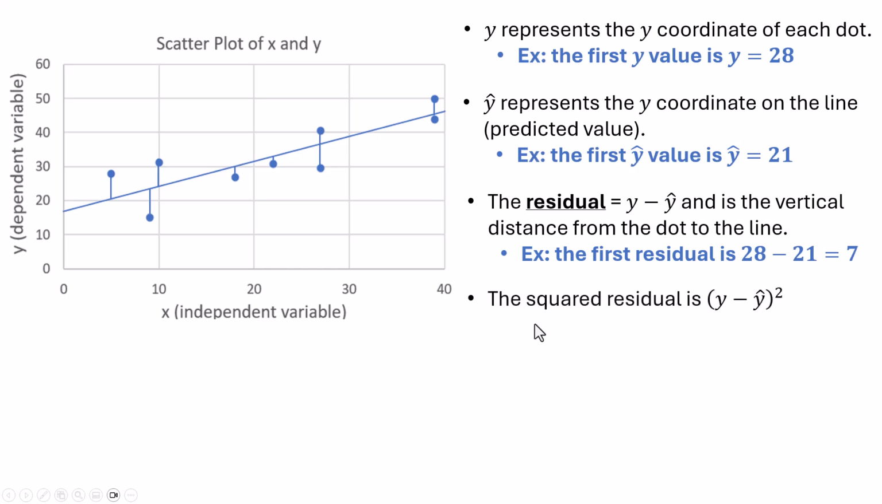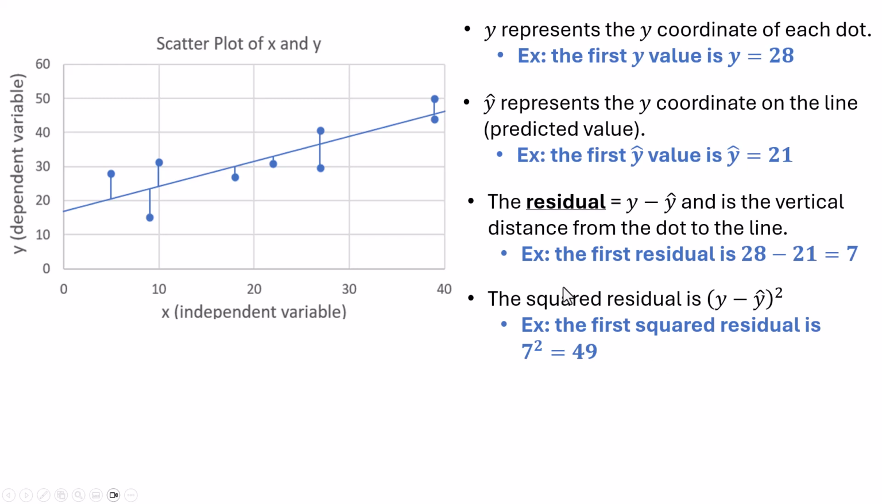Now, we also sometimes have to square these residuals. You'll see why this is important in a second. So if we were to square the first residual, that would look like this. We would take the y value, we would subtract y hat, that's the residual, and then we would square it. And so in this case, we would get 49 for the first squared residual. The first residual was 7, and if we were to square it, we would get 49. 7 squared is 49.